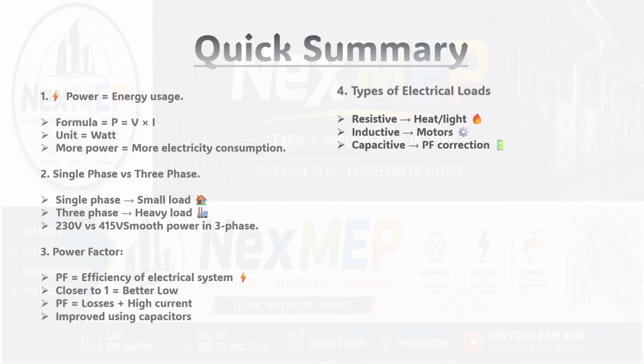3. Power factor. PF measures how efficiently you're using electrical power. Closer to 1 is better. Low PF causes losses, overheating, and penalties. Improve it using capacitor banks and APFC panels. 4. Types of loads. Resistive loads convert power to heat or light. Inductive loads run motors and cause low PF, capacitive loads correct power factor.